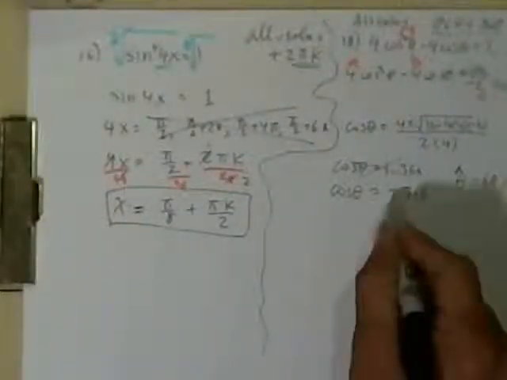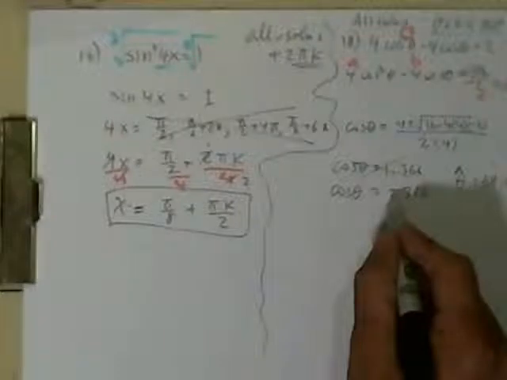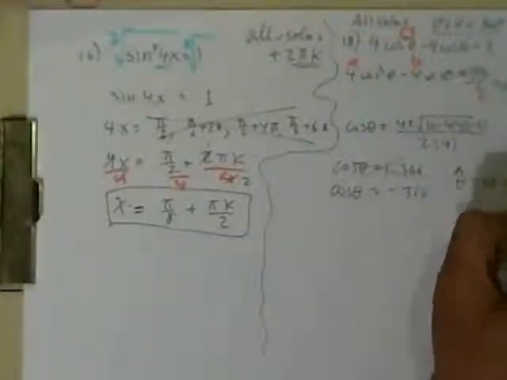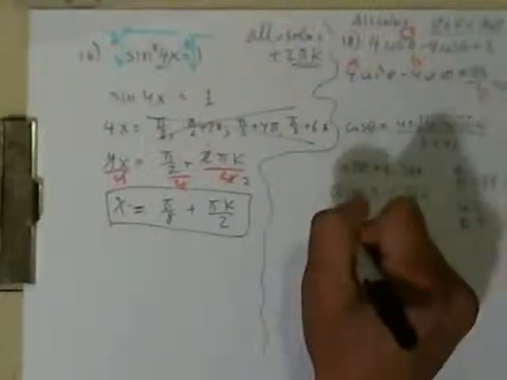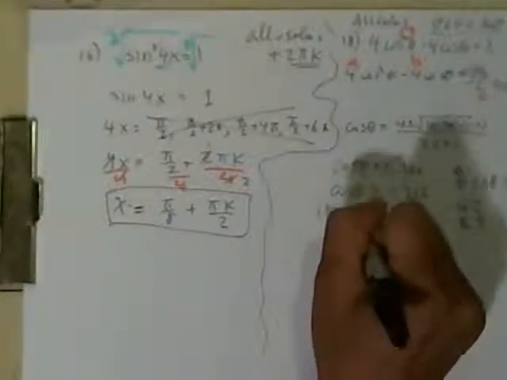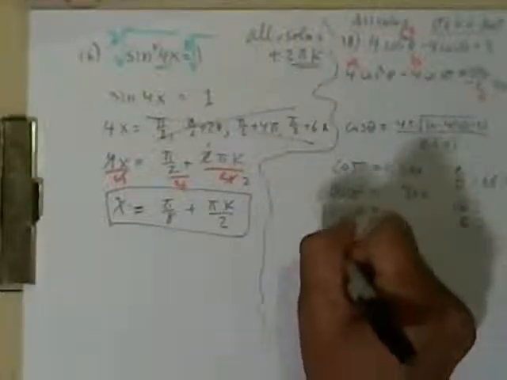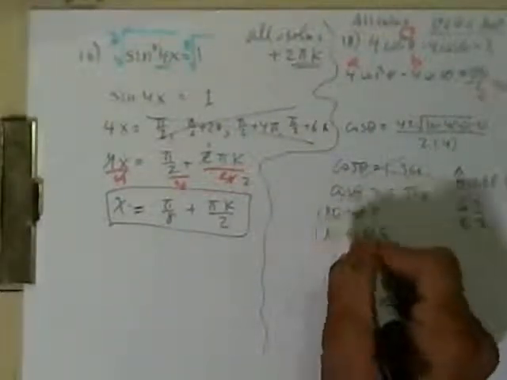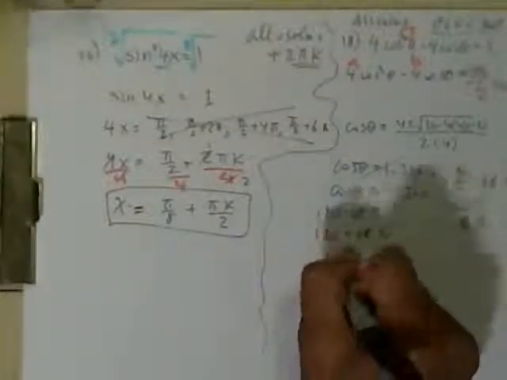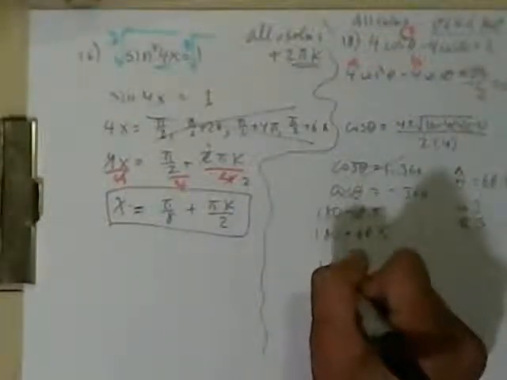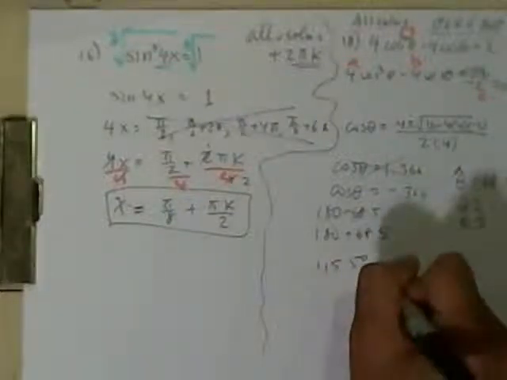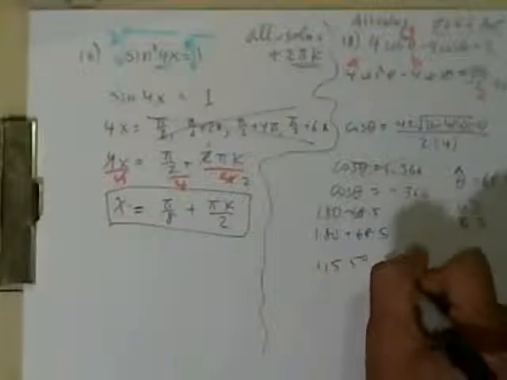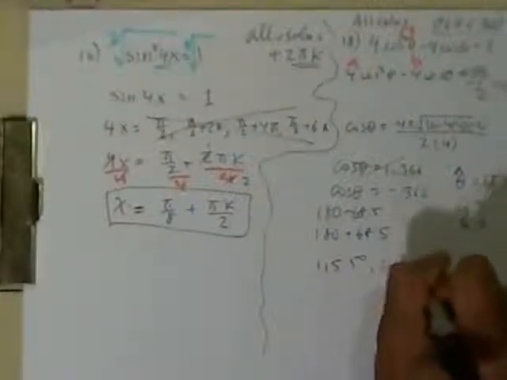That's our angle. When is it equal to negative? It's going to be in quadrant 2 and quadrant 3. So it's going to be 180 minus 68.5. It's going to be 180 plus 68.5 degrees. 180 minus 60 is 120. So it's going to be 111.5 degrees. And 180 plus 60 is going to be 240. So it's going to be 248.5 degrees.